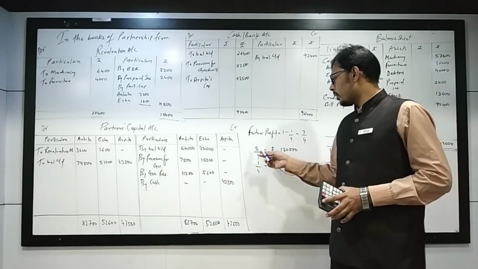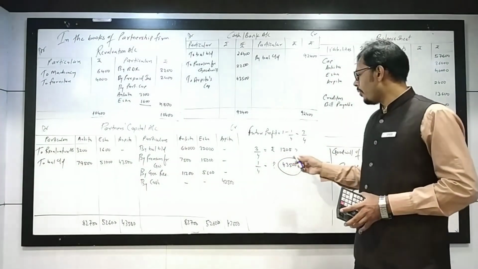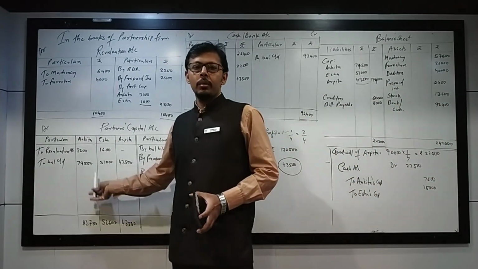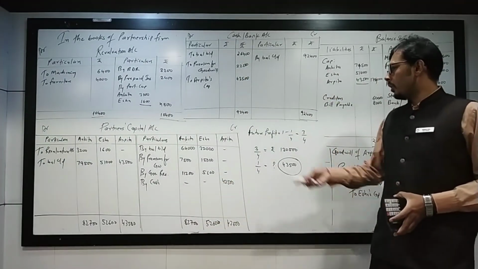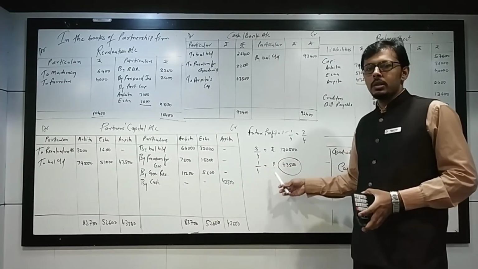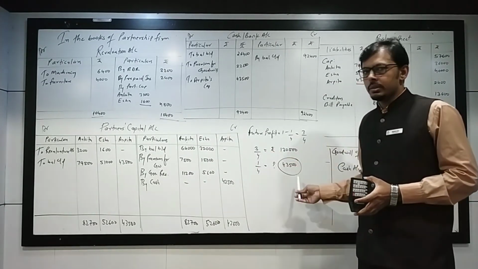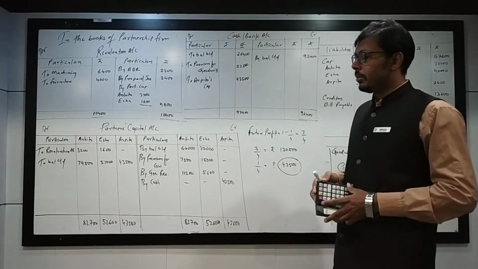So for 3/4 they have the balance of rupees 1,35,000. How does it come by adding both their amounts? I got the result of 1,30,500. For 3/4 there is 1,30,500. For 1/4 it will be almost 1,30,000 divided by 3. You just divide by 3 and we get this particular amount. Okay, just look into this one.